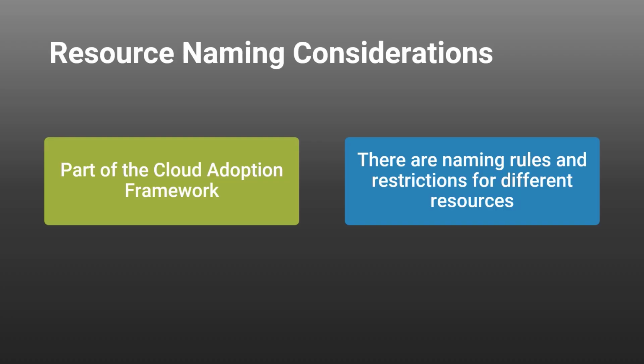Next up, there are naming rules and different restrictions for different resources in Azure. So there are some resources that have a minimum character length, like 3 or 6 or 5, and there's some that have a maximum as well. Storage accounts, I think off the top of my head, are 24 characters. Some others that I've seen have 60 characters, so on and so forth.